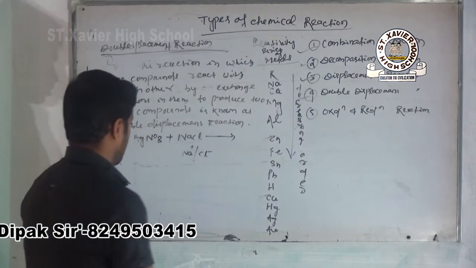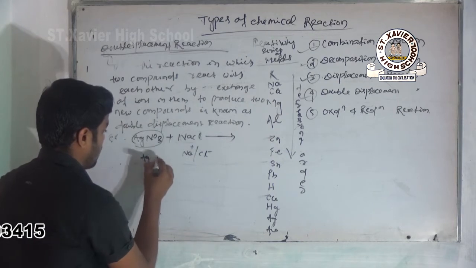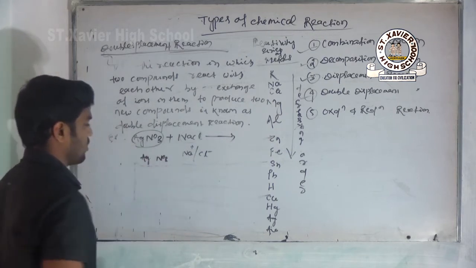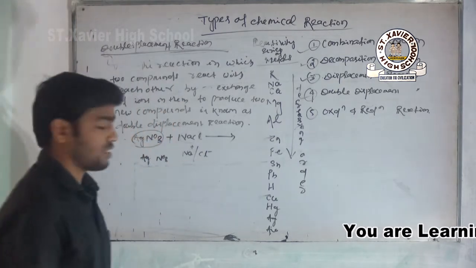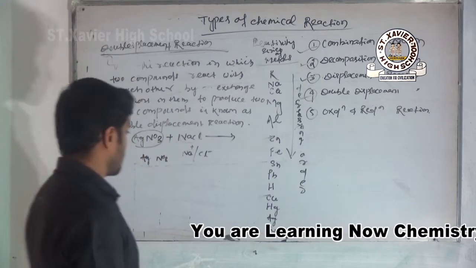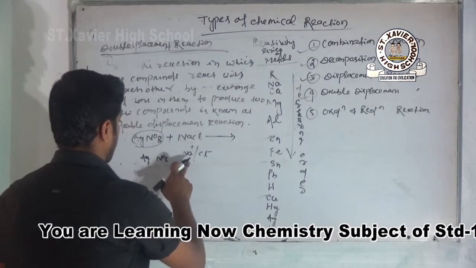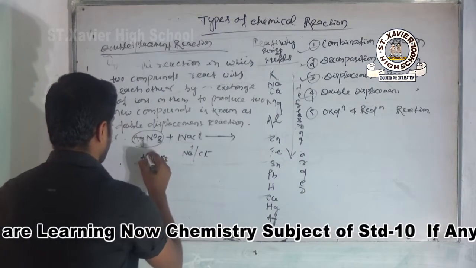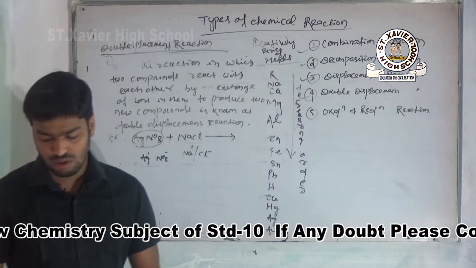Yes or no? Now comes here also, this is also a compound, silver and nitrate. It will also be divided into two categories, cation and anion. Cation and anion are combined to form a compound. So this will be your cation and this will be your anion. Yes or no?